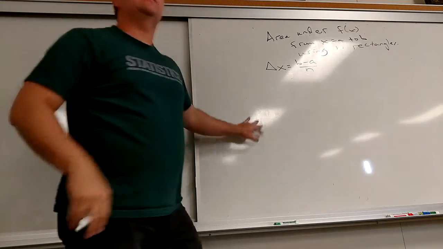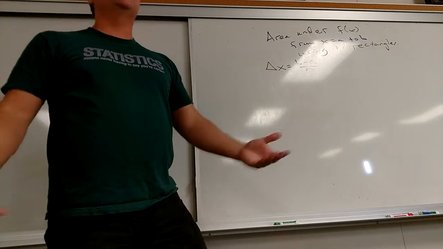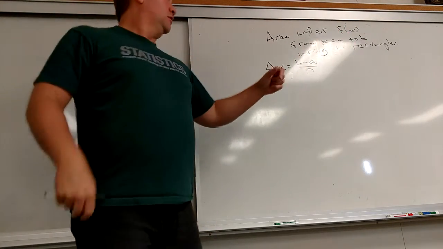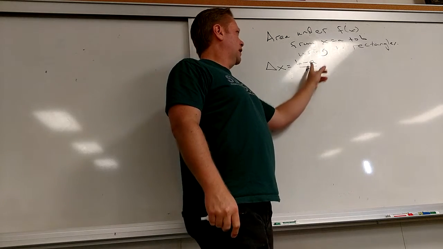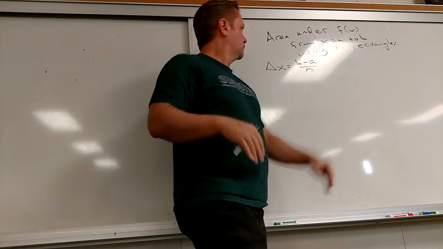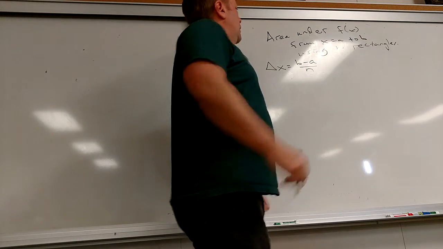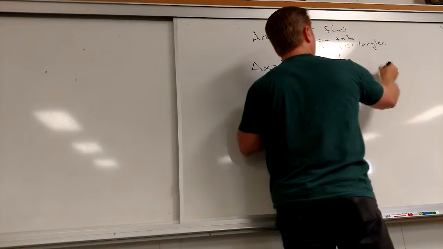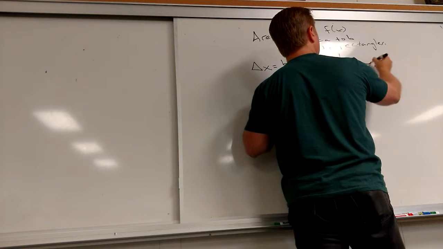Again, this is kind of scary how much physical sense this makes. How many rectangles fit from B minus A? Well, actually, I know how many rectangles. How wide do they have to be so they fit perfectly from A to B? And then what else do? So here, let me give us a little visual. Here's my f of x.